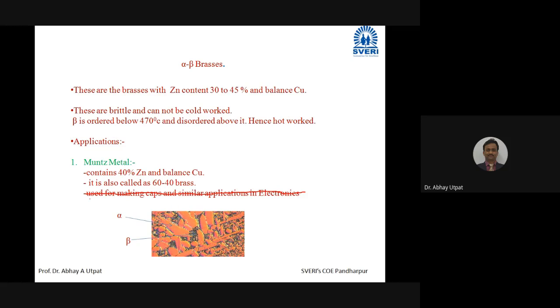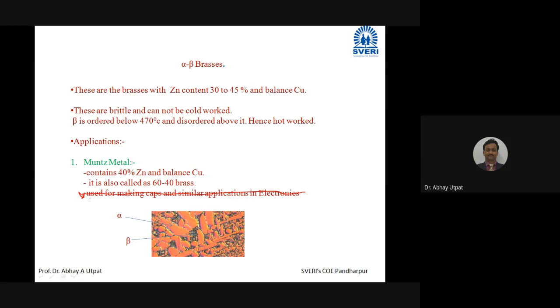I have erased it. So it is a two-phase alloy. It is used for making pump parts and similar applications, which you can hot work, which you can produce by melting and pouring. Even these sanitary fittings and other components, pump parts, valves, all these are made of Muntz metal because you are going to produce them by casting.